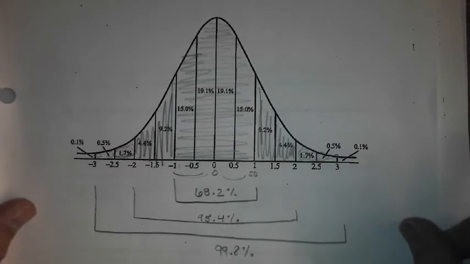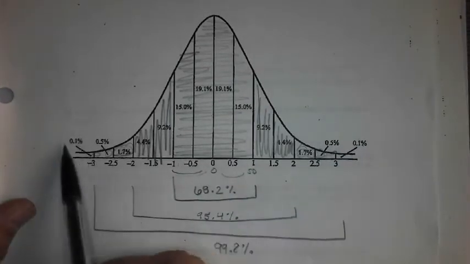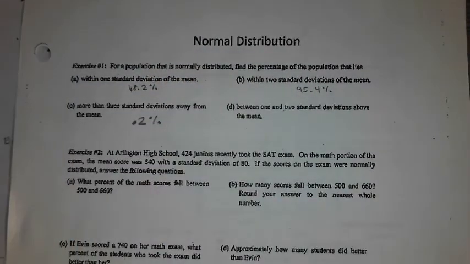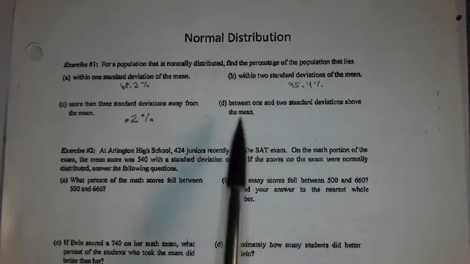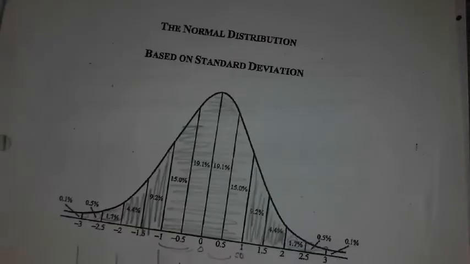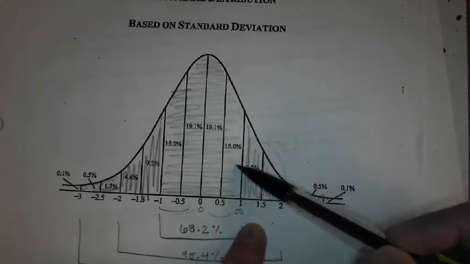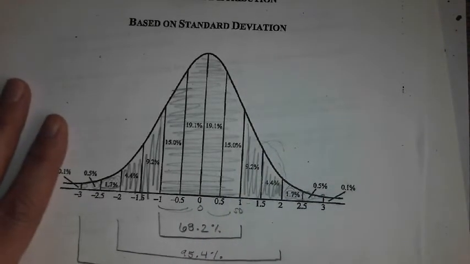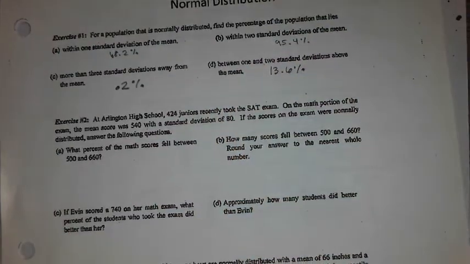Raise your hand if you think you know. Aiden? 0.2%. There's that 0.1% and that 0.1%. So that's 0.2%. Between 1 and 2 standard deviations above, so specifically above, between 1 and 2. That's this section right here. So we just have to add 9.2 and 4.4, and we get 13.6%. Any questions on that?